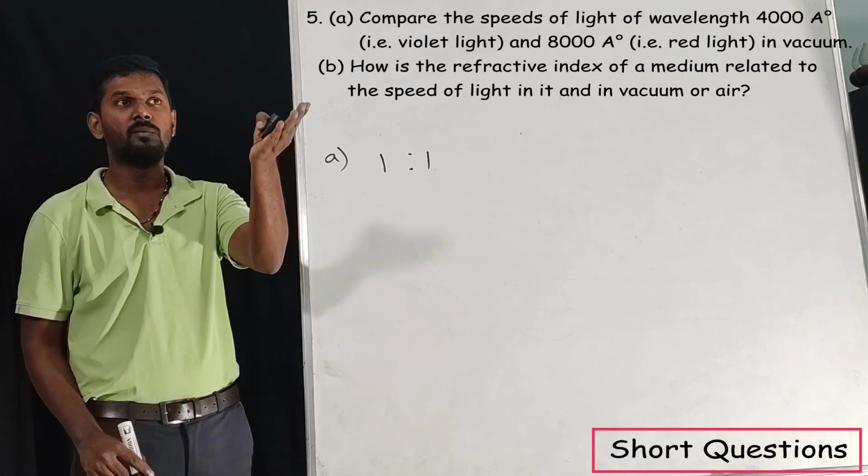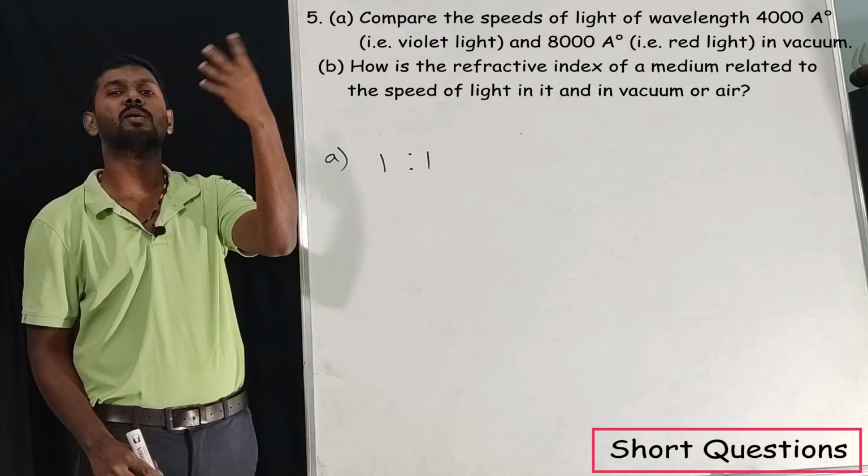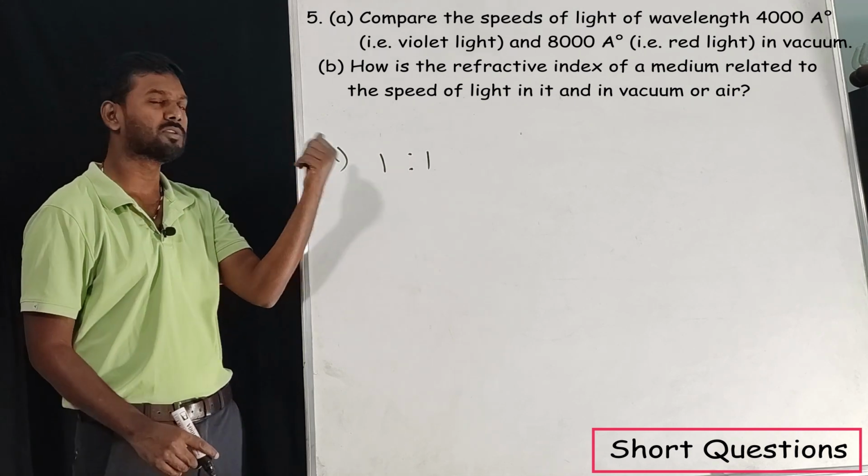Or else it would be different values, because red color has more wavelength. More the wavelength, more will be the speed. But in vacuum, both are same.